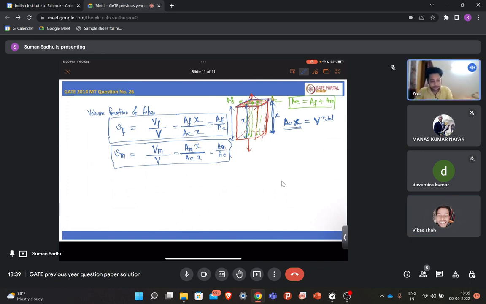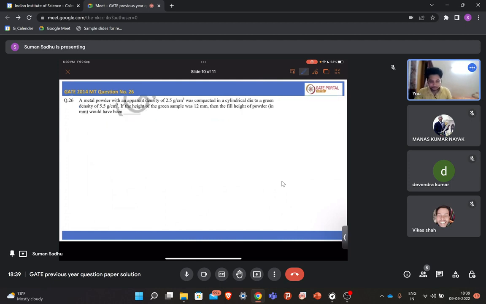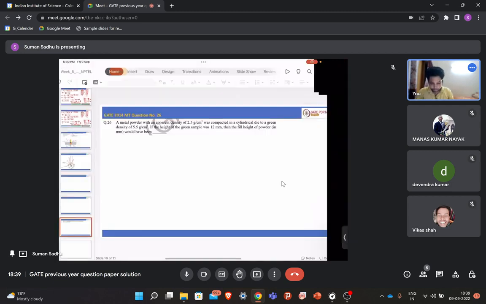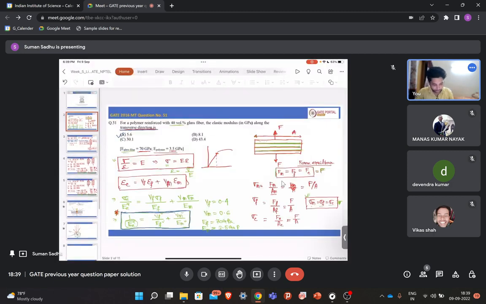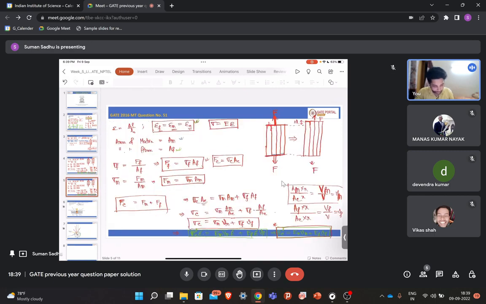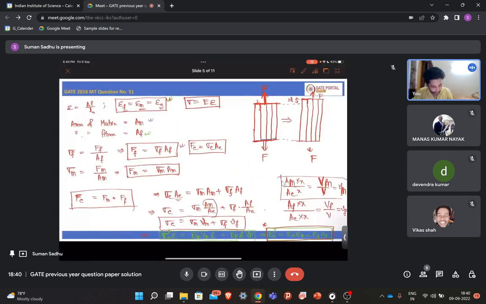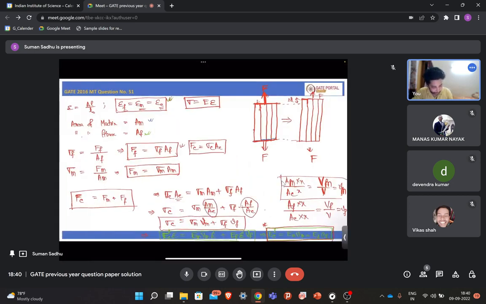So then what I am doing, this AF by AC and AM by AC, I am just replacing in terms of VF by V and VM. As you can see there, here I have replaced this ratio in terms of VM, and this one in terms of VF. That is how we are getting this.